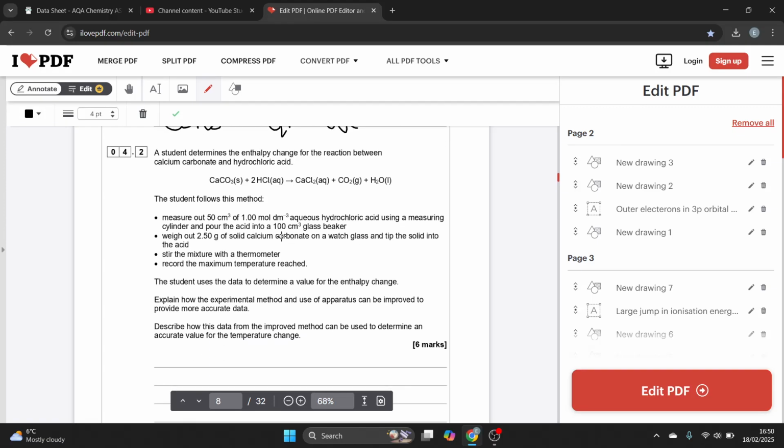Then it says to use the data to determine the value for the enthalpy change. There's a method. Explain how the experimental method could be improved to determine a more accurate value for the temperature change. So how can you improve this method and the use of apparatus? Already I can see one: measuring this with a measuring cylinder, no, I would use a pipette. Pour the acid into a glass beaker, polystyrene cup.